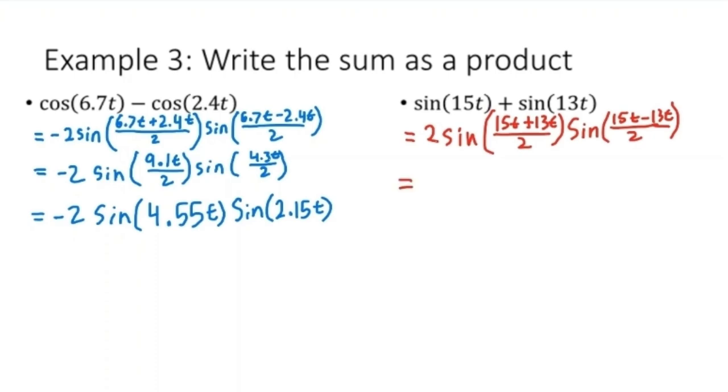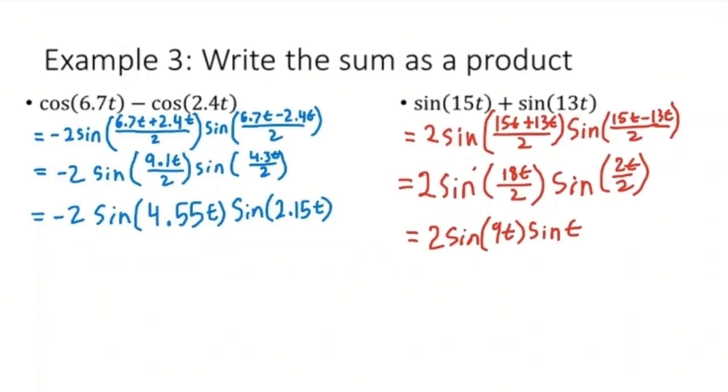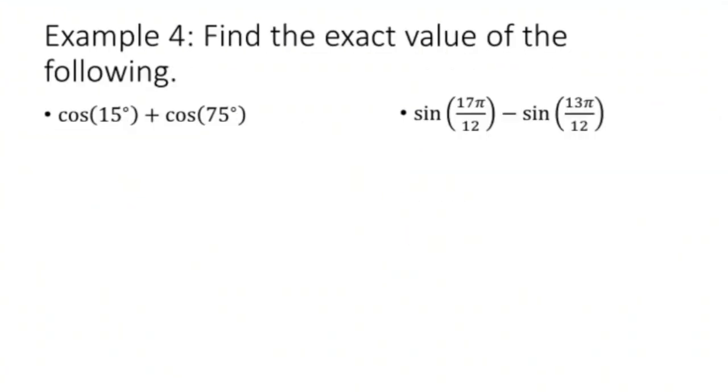Simplify the expressions inside of the sine, and we get that sine 15t plus sine 13t is 2 times sine 9t times sine t. Next, we're going to find the exact value of the following. First, cosine of 15 degrees plus cosine of 75 degrees.